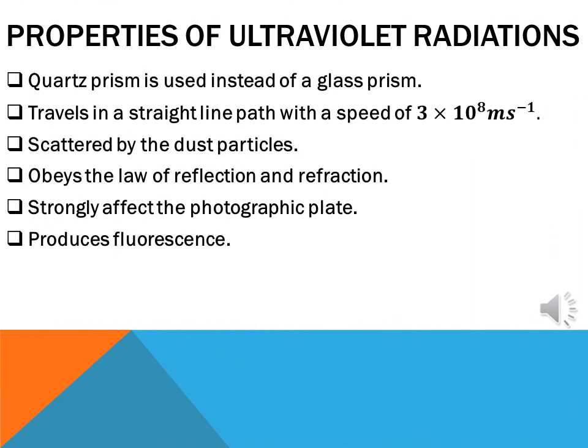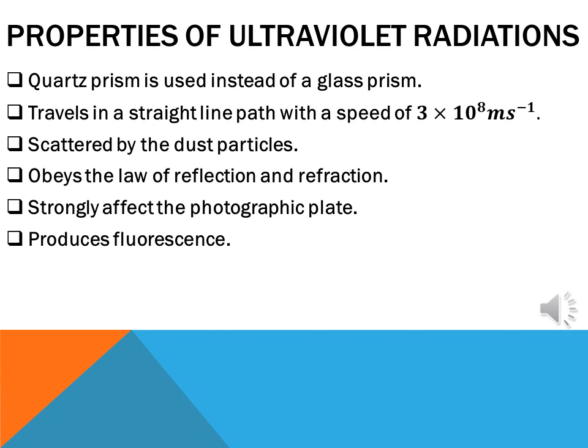Now let's discuss the properties of ultraviolet radiations. Ultraviolet radiations can pass through quartz, but they are absorbed by glass. Therefore, to obtain the ultraviolet spectrum from its source, a quartz prism is used instead of a glass prism. For the same reason, the ultraviolet bulbs have the envelope made of quartz instead of glass.